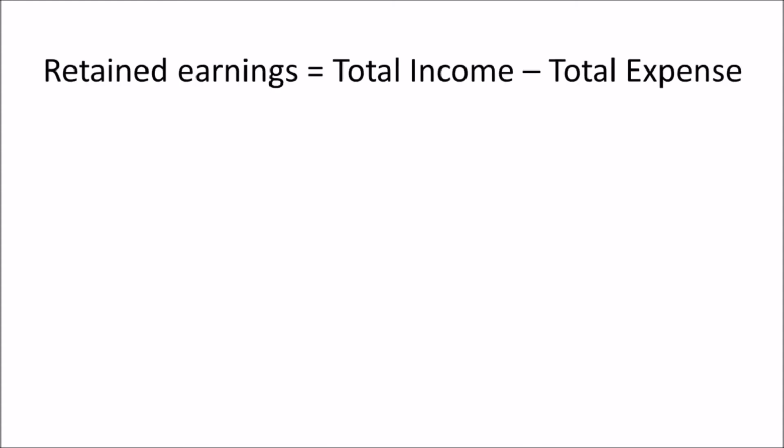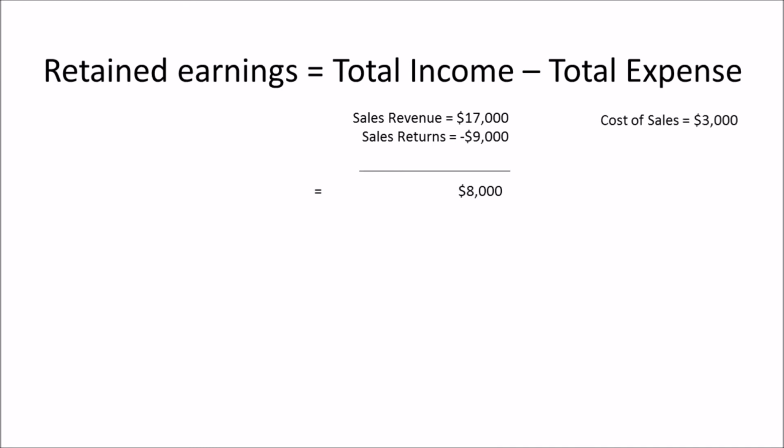Before we can proceed to do the statement of financial position, we need to calculate retained earnings. Retained earnings is total income minus total expense. For income, we have sales revenue minus sales returns, which is $8,000. For expenses, we have cost of sales, utilities expense, and rent expense, which is a total of $10,600. So our retained earnings is negative $2,600. A negative retained earnings means the business made a loss. Brackets indicate a negative figure in accounting.